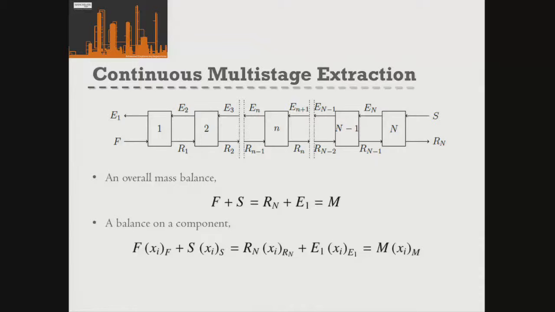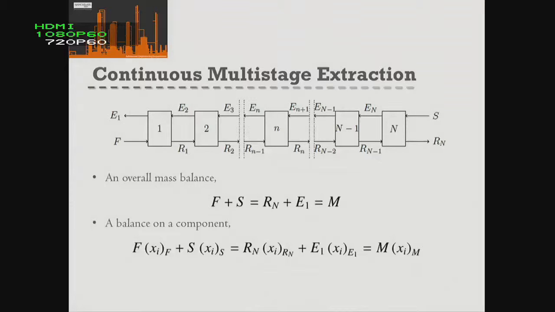But in this case, what we've done is we've defined essentially a stage N. So our final output raffinate is Rn, and we've also defined a stage 1. So our extract is E1. Okay, so that's essentially what we've done there, is define that like you do when you're looking at distillation. So with the McCabe-Thiele method, you have a number of stages.